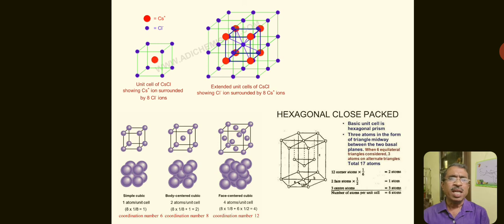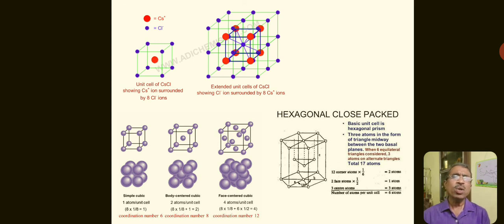So, once again, in simple cubic lattice, only one particle is present in the unit cell. In body-centered cubic lattice, 2 particles are there. In face-centered cubic lattice, we have 4 particles in the unit cell.